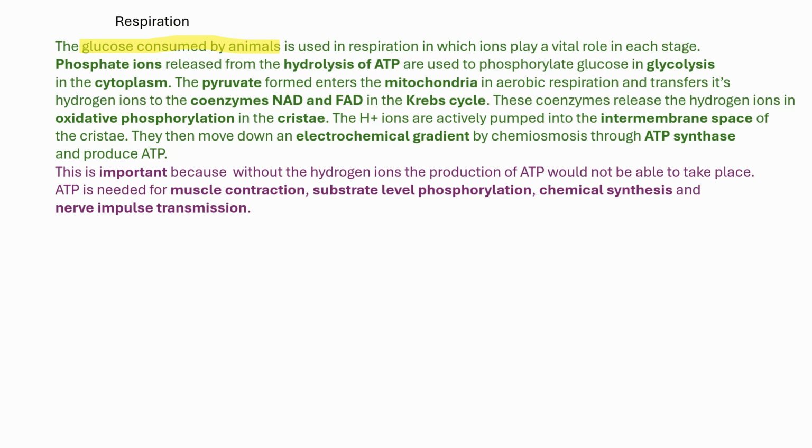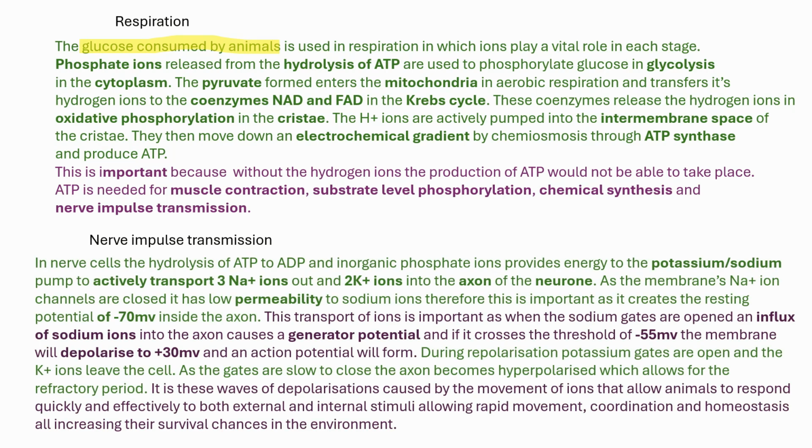Again, you can go into a little bit more about why this is important. So I've got here in purple the hydrogen ions, the ATP, muscle contraction, and I've tried to end on nerve impulse because that's my next paragraph. So then I go into nerve impulse transmission and essentially talk about in nerve cells, ATP to ADP and Pi provides energy for the sodium potassium pump, to actively transport 3 sodium ions out and 2 potassium ions into the axon of the neuron.